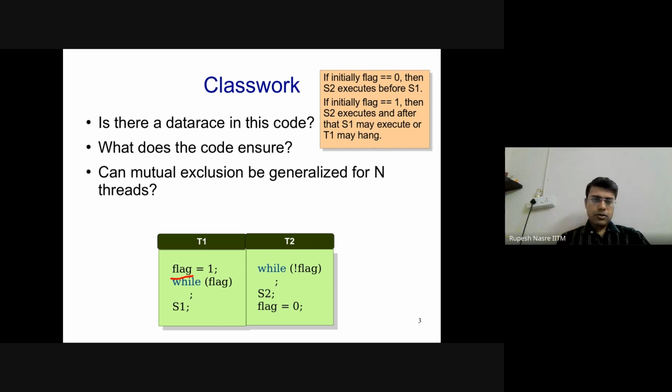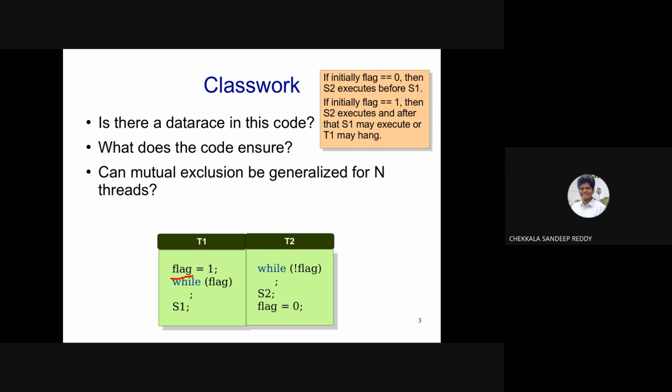I see. So, okay, let's understand this, right? So if flag is initially 0, then while not flag is true for T2, and therefore T2 is waiting. I don't see that. Can you repeat? Maybe Sandeep or Shubham, can one of you explain that?